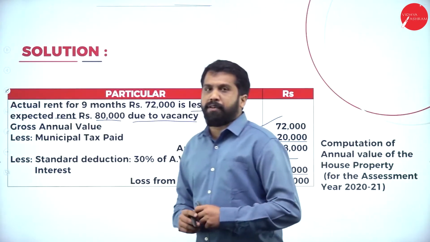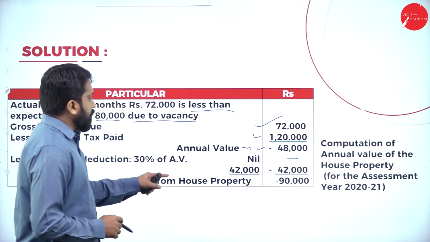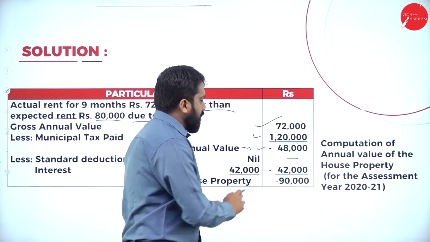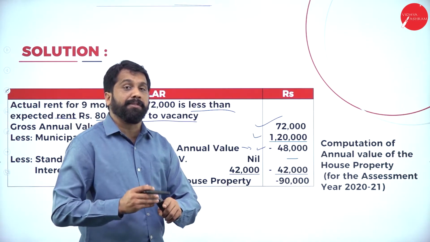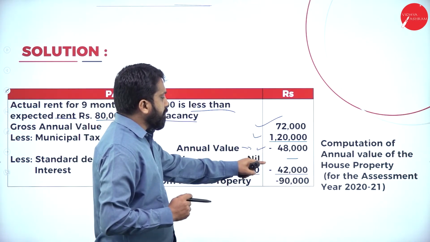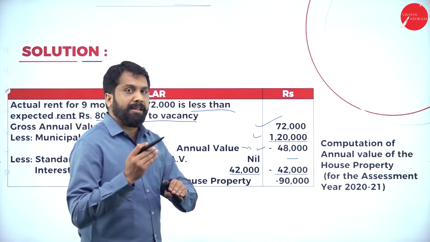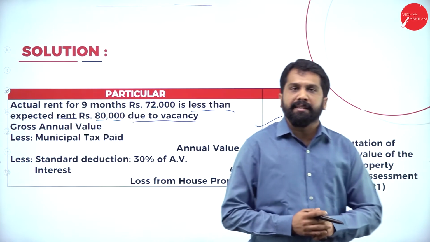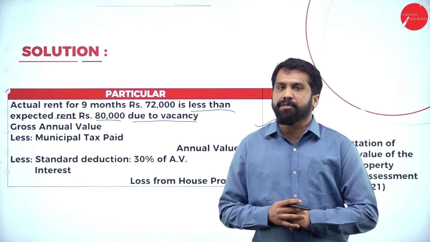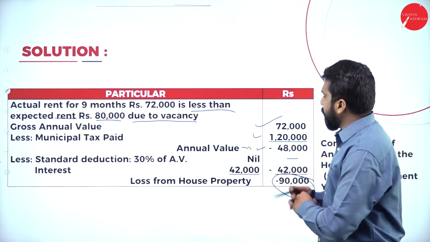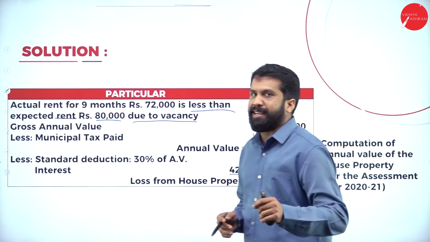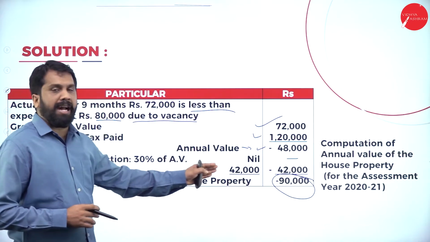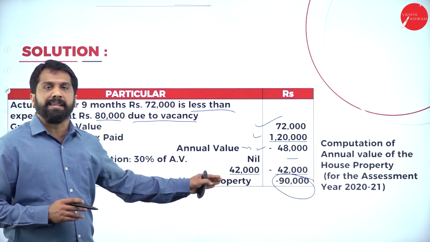Now, you take 42,000. So 48, this is minus, 42 also minus, because we are going to deduct. 48 plus 42, minus into minus, plus. You will get minus 90,000. Clear? There is no income from house property. There is a loss from house property. Any doubt? No doubt. So how do we calculate tax on that? You cannot calculate tax on that.